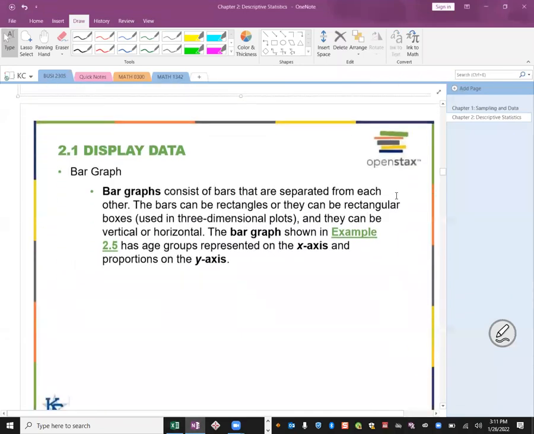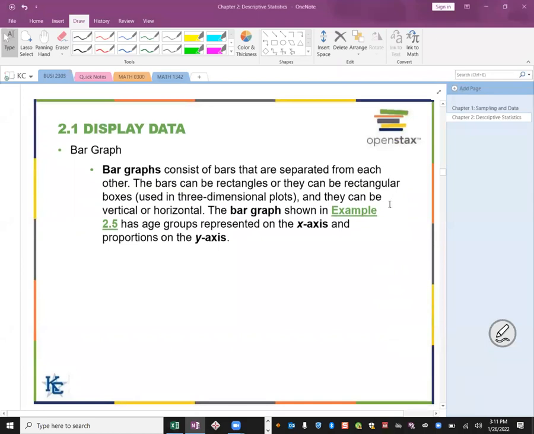So another way that we display data a lot of times is bar graphs. Now we're going to look at two types of graphs today. One is a bar graph and one is a histogram. And the important thing you need to realize between the difference between a bar graph and a histogram is most of the time we use a bar graph for qualitative data, so categorical data. And you should have already read about that in chapter 1.